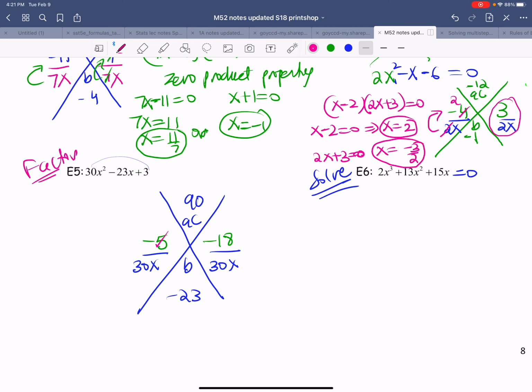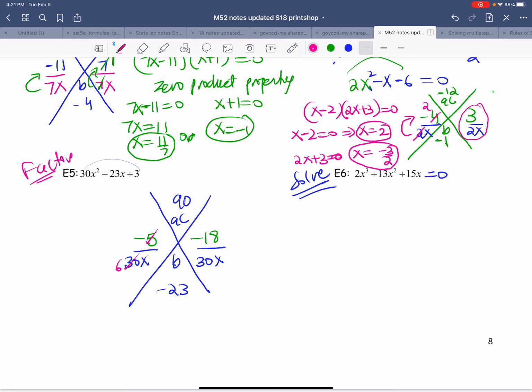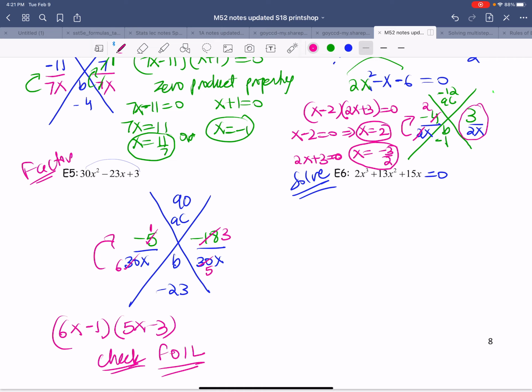Looks like on the left hand side I can divide top and bottom with a 1, and on the right hand side I can divide top and bottom, 18 and 30, with the 6. 6 times 3 is 18, 6 times 5 is 30. Now comes the bottoms up method, which would be 6x minus 1 and then 5x minus 3. Again, you can check by doing FOIL to make sure you get it correct. Otherwise, that checking is for your own peace of mind.